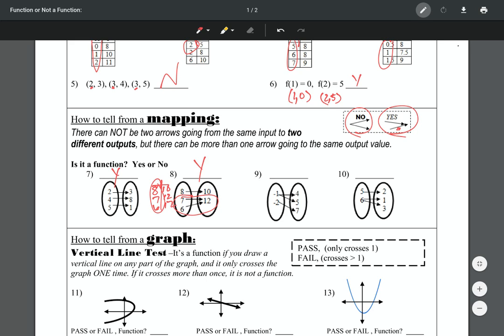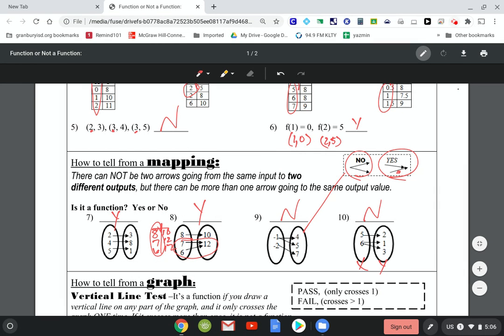Number 9, negative 1, 4, negative 1, 5. Oh, look what happens. Your negative ones repeat. So this can't happen. So this would look like this right up there. Number 10, 5, 2, 6, 1, 6, 3. The 6 repeats. It can't do that because 6 is your x value. Okay? So just remember in a mapping, this first oval is your x, and then that's your y. So this would be a no in that situation there.